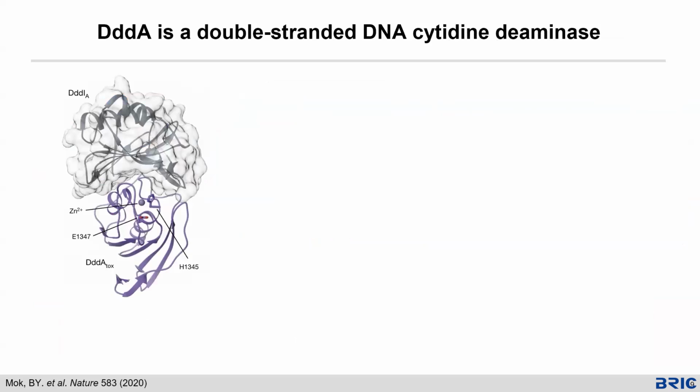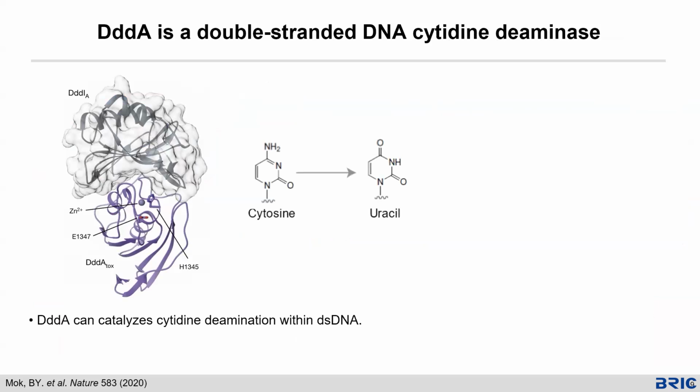To address this limitation, we use a base editor to map chromatin accessibility. This is possible by using an enzyme called DddA, which is a double-stranded DNA cytidine deaminase. Unlike other single-stranded DNA cytidine deaminases, mostly used in typical base editors, DddA can catalyze cytidine deamination within double-stranded DNA.